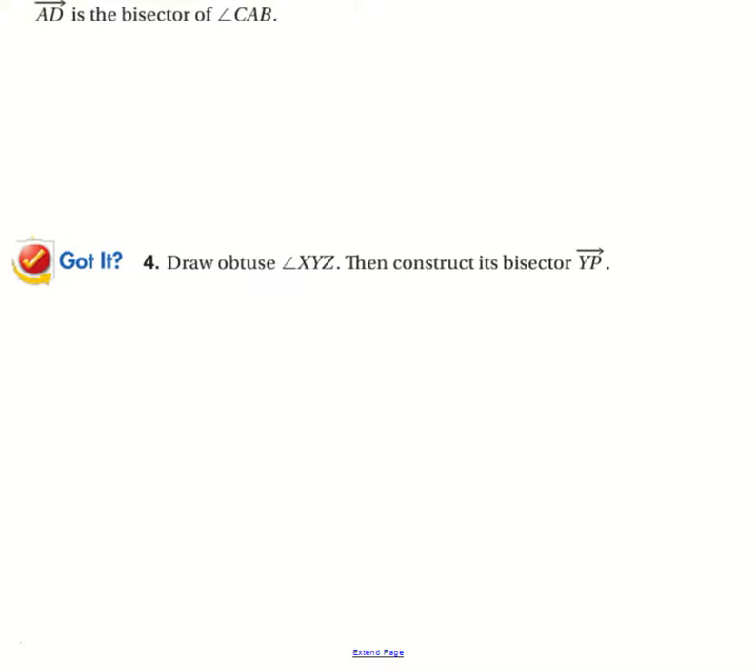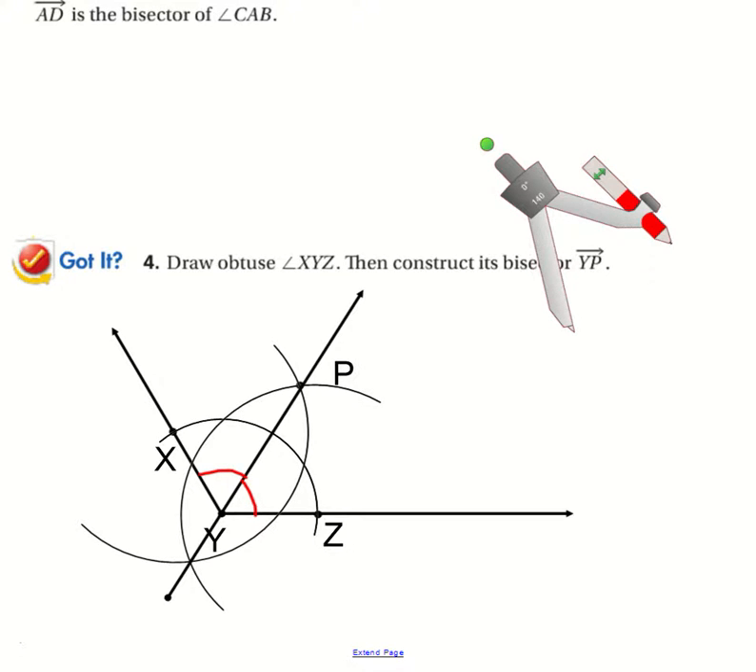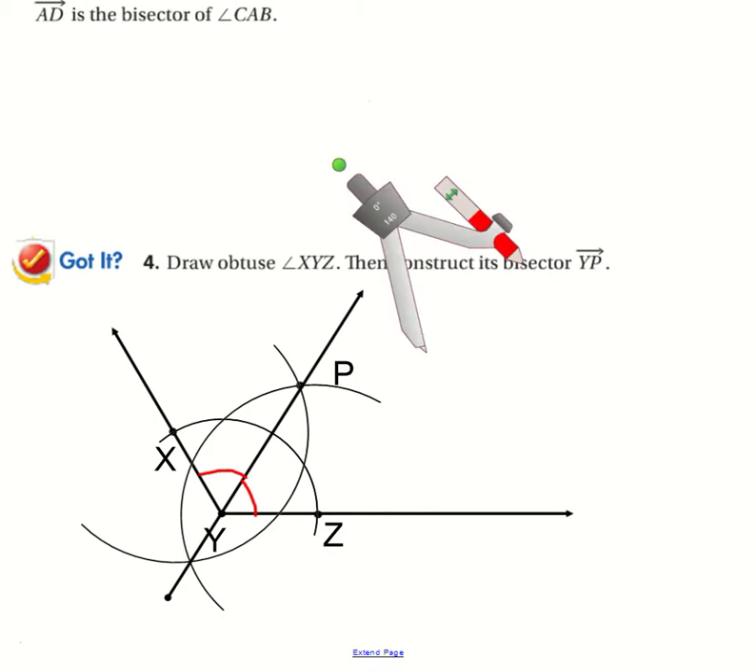And so what you're going to do is draw an obtuse angle XYZ, and construct its bisector YP. So pause the video now and do that. Okay, now you can see my construction. I first made an angle Y, and then I marked out where Z and X were so they were an equal distance apart. Then I measured the distance between X and Z.